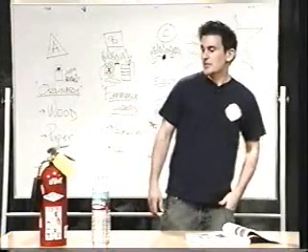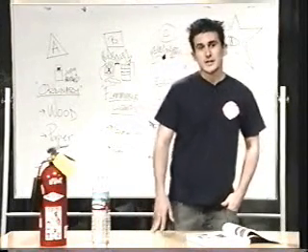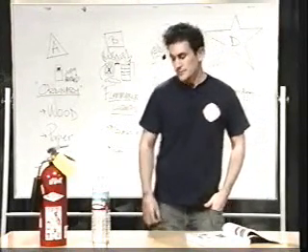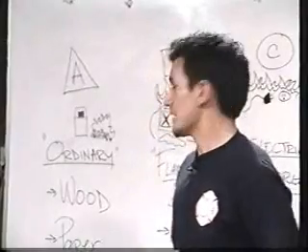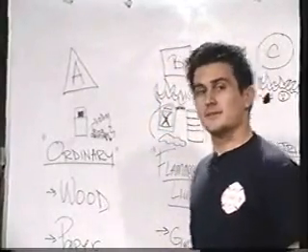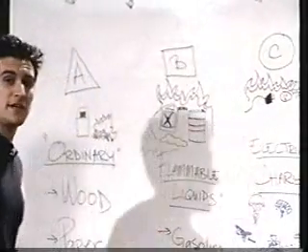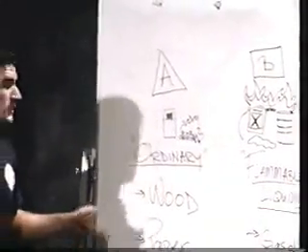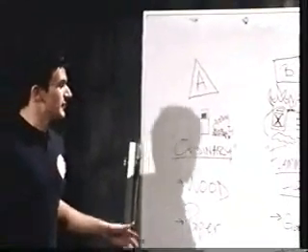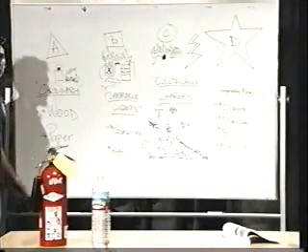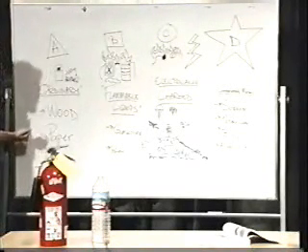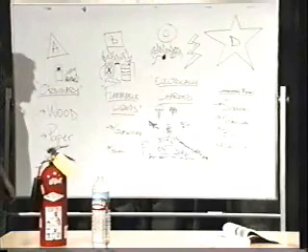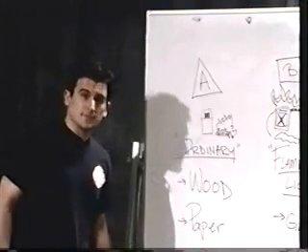Hi, I'm here to talk to you today about fire classifications and basic extinguishing methods. First of all, I'm going to explain the types of fires. First of all, we have a Class A fire. Class A fire is classified as an ordinary fire. An ordinary fire is wood, paper, plastic, and sometimes rubber.